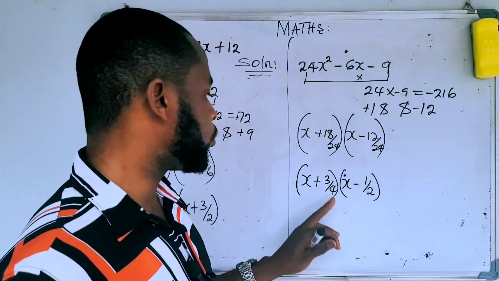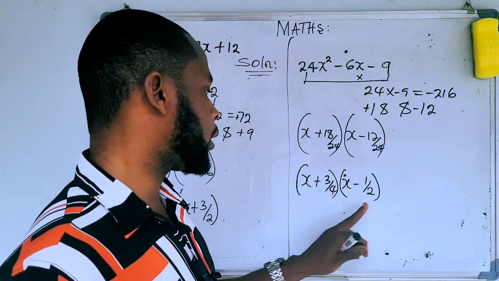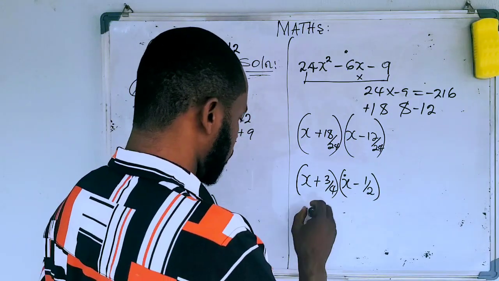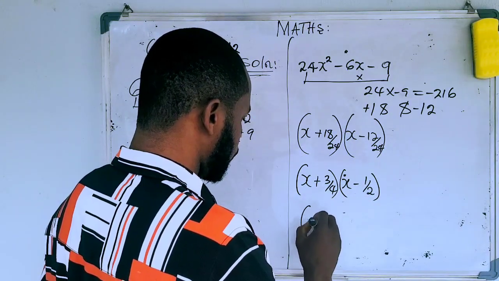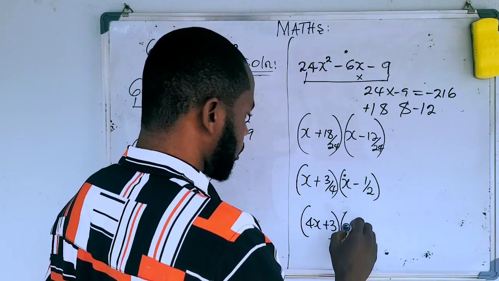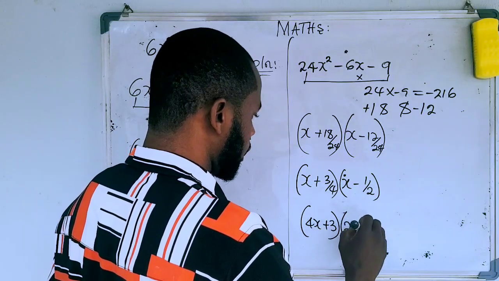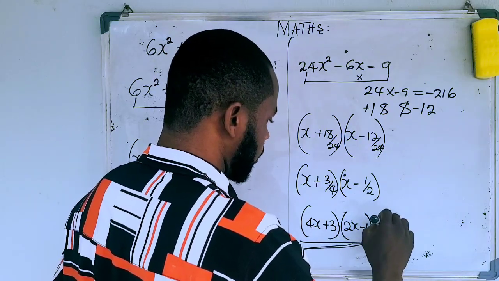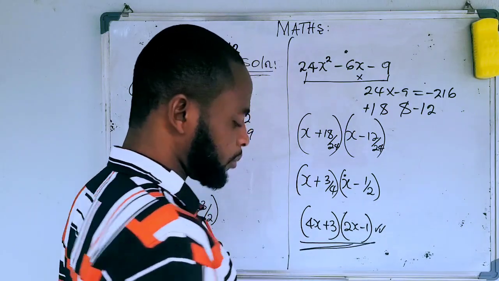Then now what you need to do is multiply this 4 by x and multiply this 2 by x. And you have here 4x plus 3 and here we have 2x minus 1. And this is your final answer.